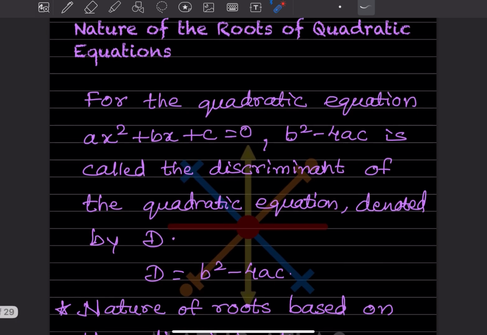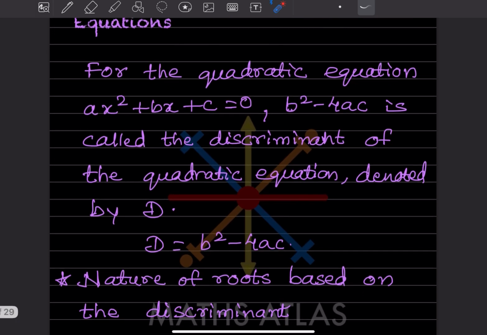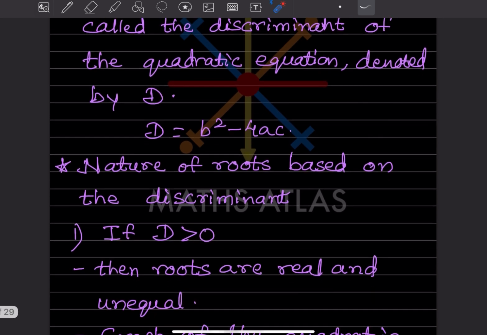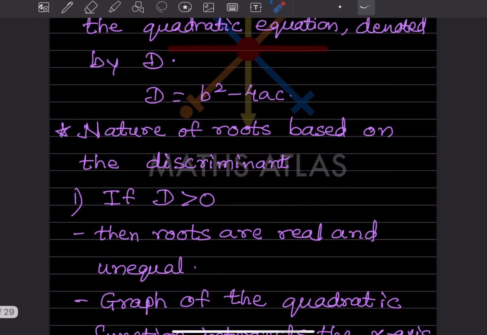So for the quadratic equation, this is the standard form, or we can also call it the general form of the equation, that is ax square plus bx plus c is equal to 0. And b square minus 4ac is called the discriminant of the quadratic equation, and this is denoted as D. So D is b square minus 4ac. Now the nature of roots is based on the discriminant.